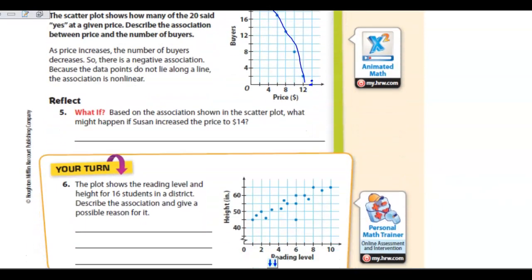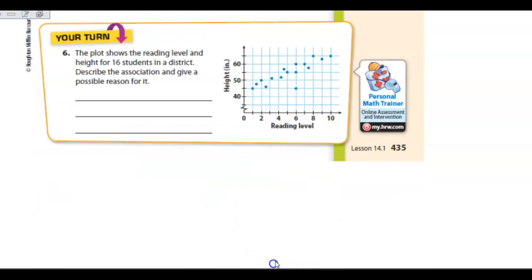All right, let's do the Your Turn. It says that the plot shows the reading level and height for 16 students in a district. Describe the association and give a possible reason for it. So they're comparing their height and their reading levels. And normally we wouldn't associate those two things, because how tall you are doesn't describe how well you read.